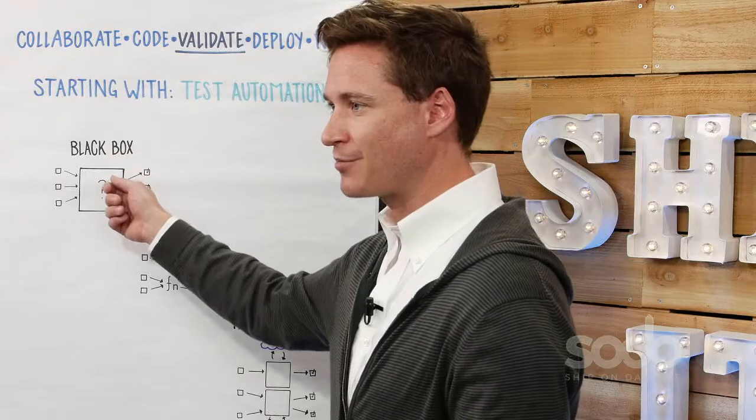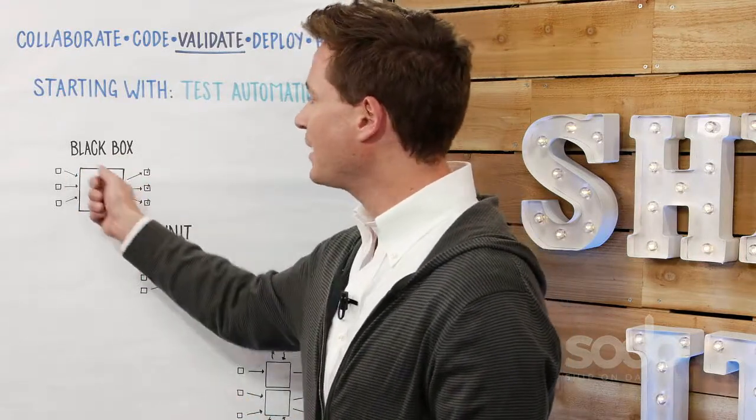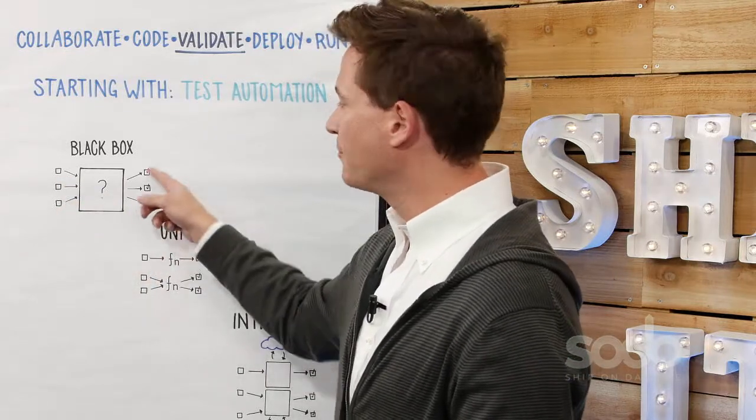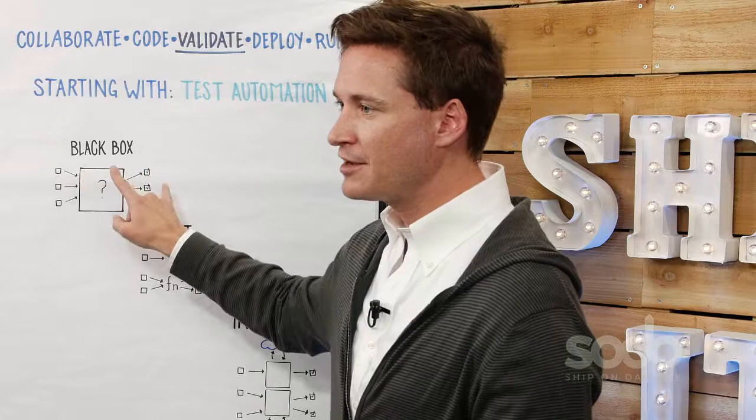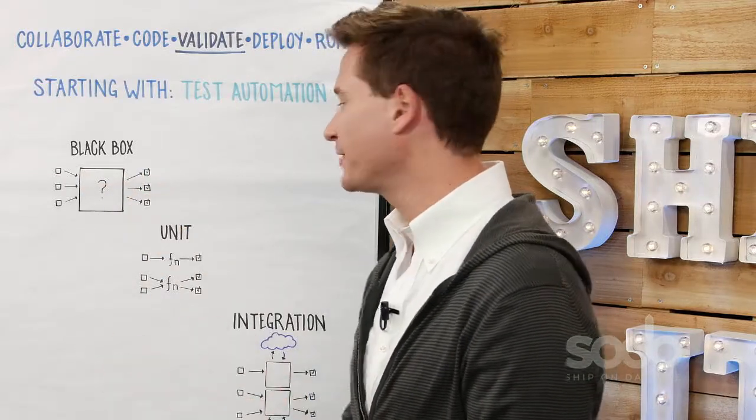The first is Blackbox, and this is probably closest to the manual tests that you run today. In Blackbox testing, you put inputs into your entire program, measure the outputs, and then compare the inputs to the outputs to make sure that your entire program acts as expected.